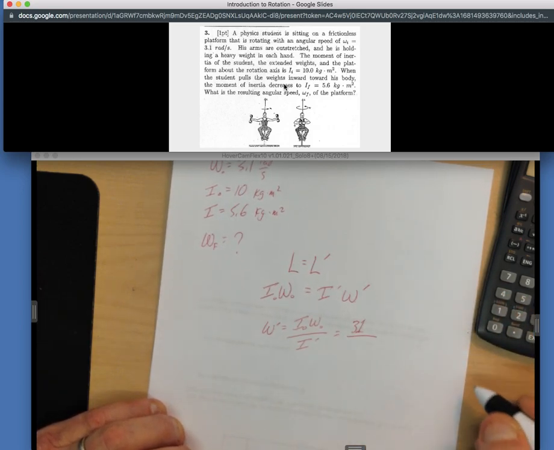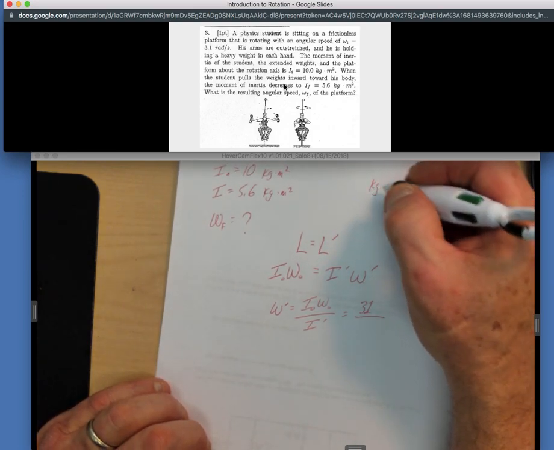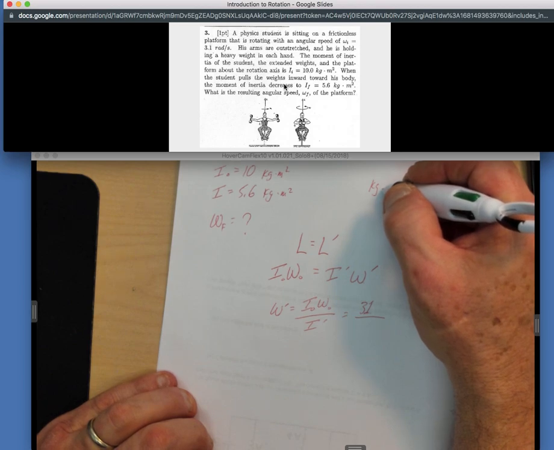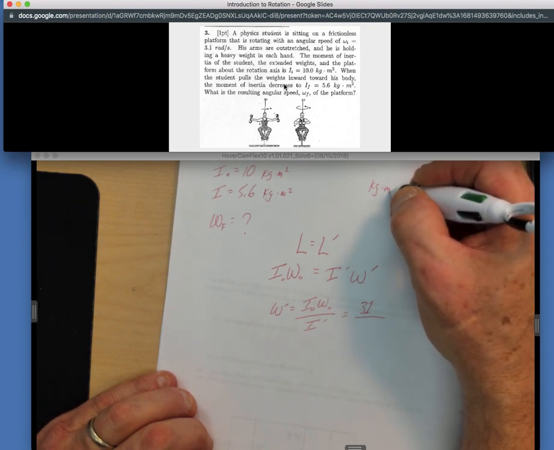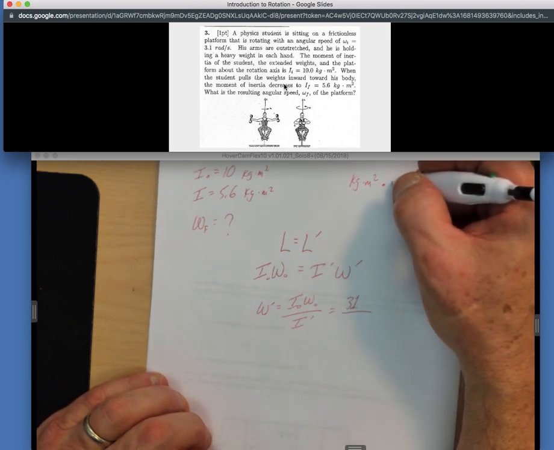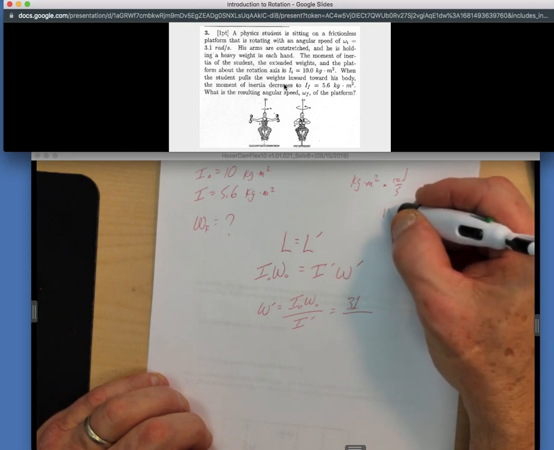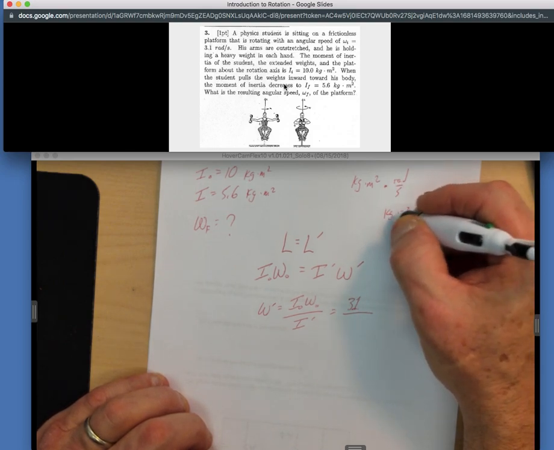I'm not going to write down those units right now. I don't want to use the time of the video. But the units are kg times meters squared, that's I, times omega is radians per second. And so radians are dimensionless, and so it's kg times meters squared per second.